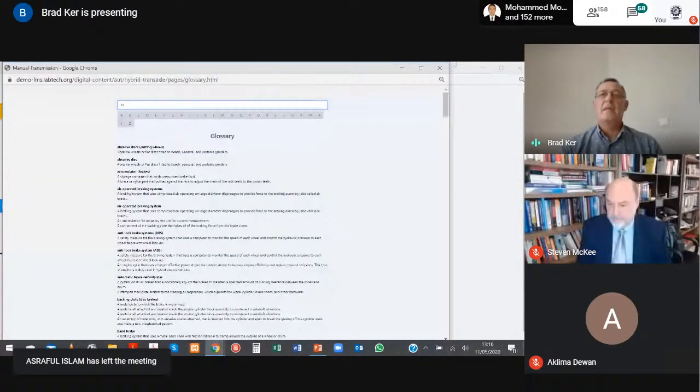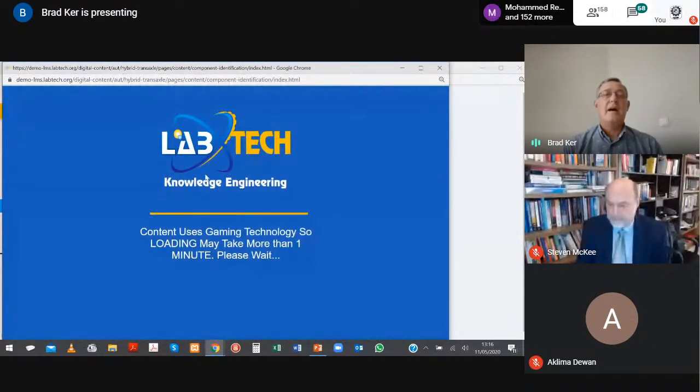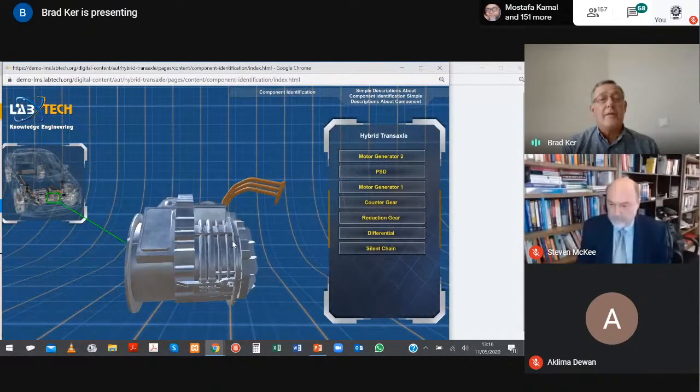If I want to go into component identification, it's going to load the content. Depending on your bandwidth, if you've got 4G, or around 5 MB per second download, it's fantastic. If it gets a bit below that, it can take a little bit of time. That's why we put that message there: it can take plus or minus 1 minute.